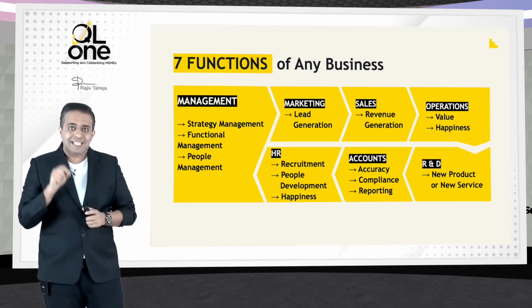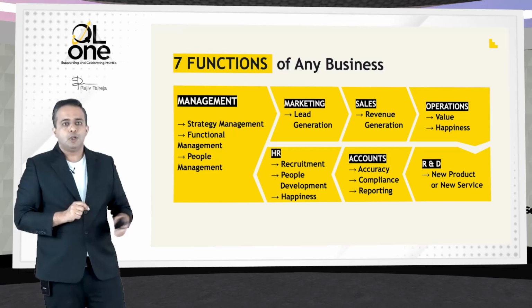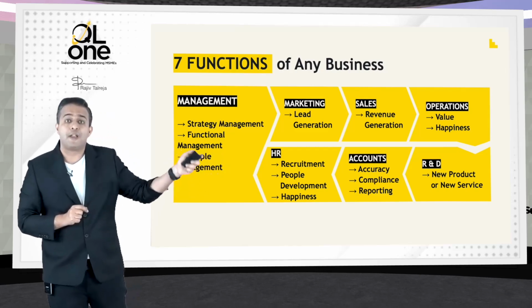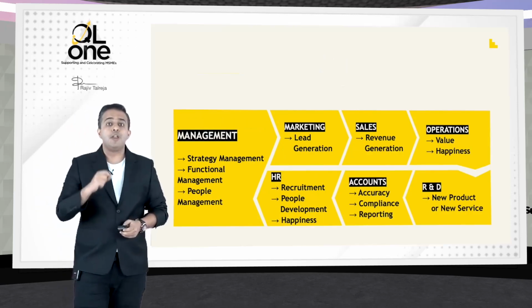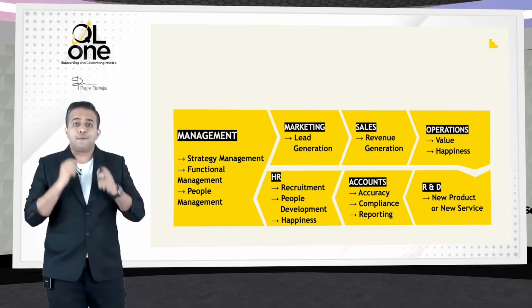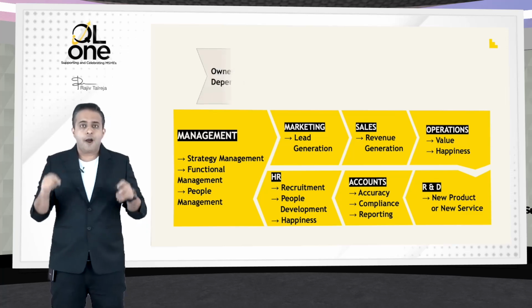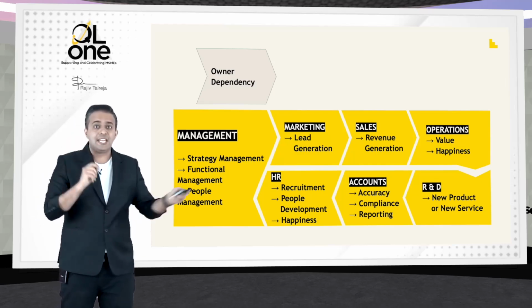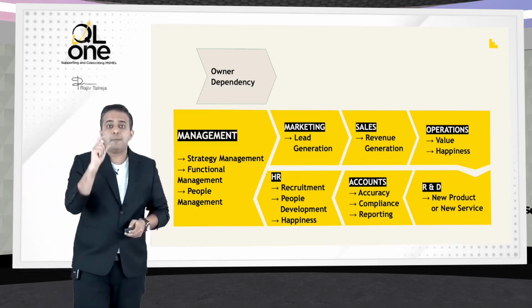Now what we are going to do right now is an exercise, an assessment for you as a team to evaluate the competence of your business by evaluating the competence of every single function. So we are going to look at the same 7 functions, and I want you to evaluate the competence of these 7 functions based on 3 parameters. The first parameter I want you to use is the parameter of owner dependency. After watching this video, have a discussion as a team and assess each function, marketing, sales, operations, R&D, accounts, human resources, management, on the parameter of owner dependency.